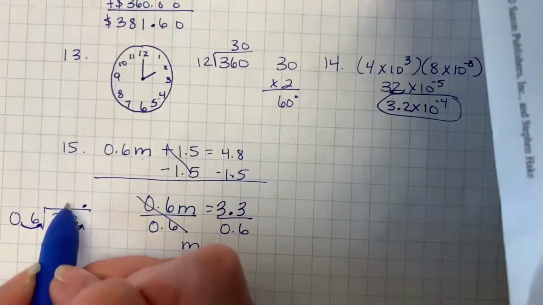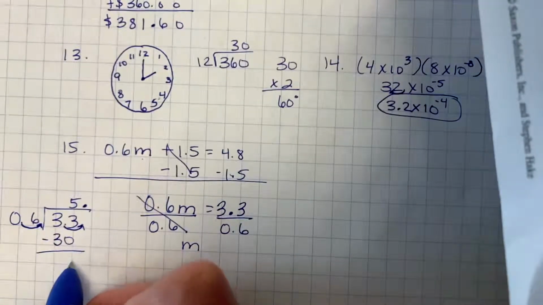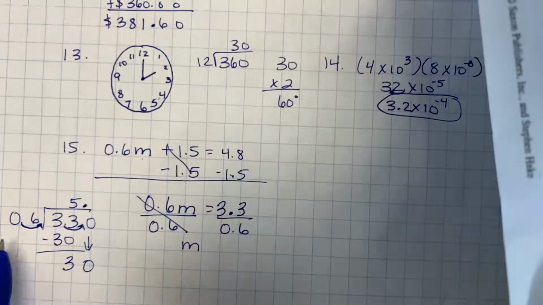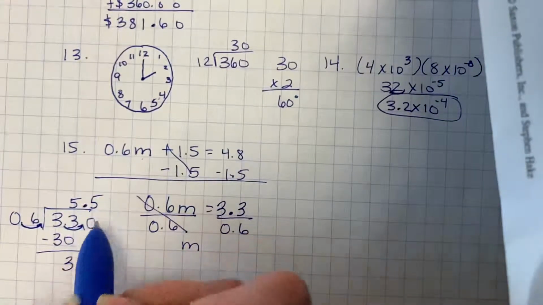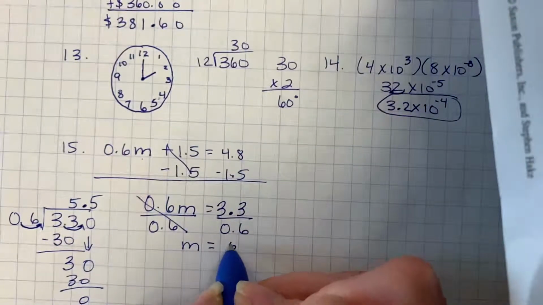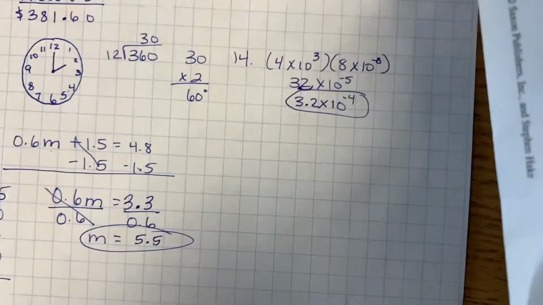6 goes into 33 5 times. It's 30 when we subtract. We have 3 left over. We're going to add a 0 here. Bring it straight down. 6 goes into 30 5 times. That's 30. So m equals 5.5. And that is our answer for number 15.